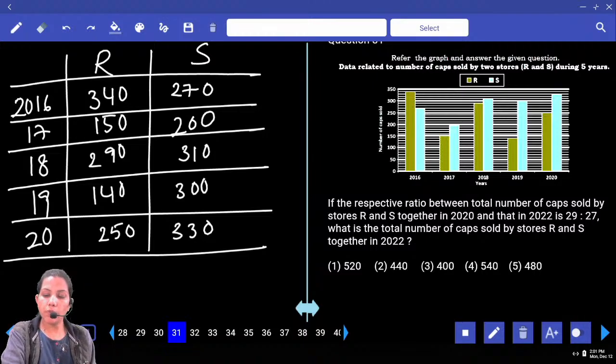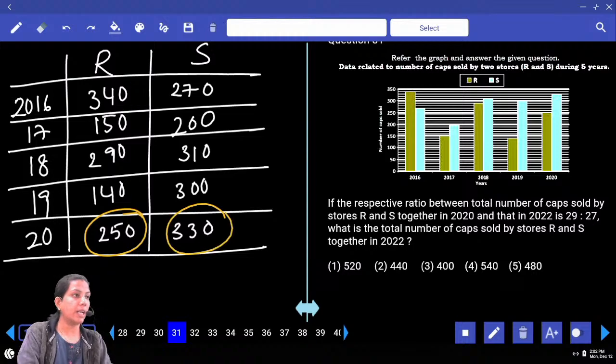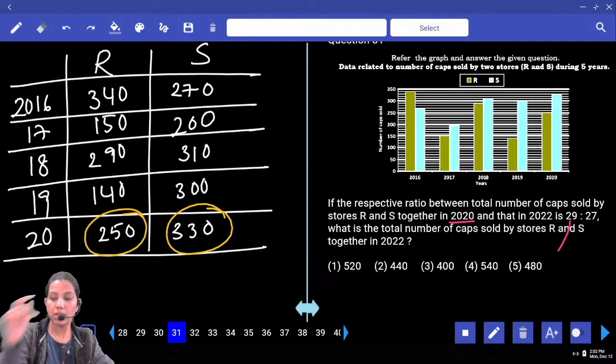Next, question number 31. If the respective ratio of the total number of caps sold by R and S together in 2020 and in 2022 is 29:27, what is the total number of caps sold by R and S? What are the R and S 2020 values? 250 plus 330 is 580. That is the 2020 value. How many parts? 29 parts has value 580, which means exactly double. 29 doubled is 58, so 27 doubled is 54, so 540.